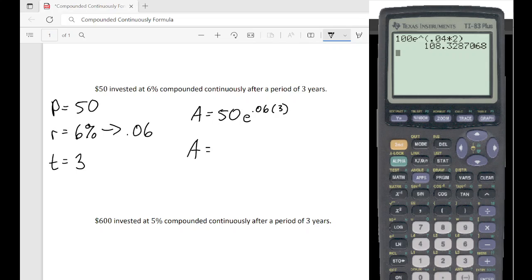And now that we got everything written out, we can just type it in. So we're going to get 50, second ln for e, 0.06 times 3. We hit enter, and we're going to get $59.86. So $59.86.